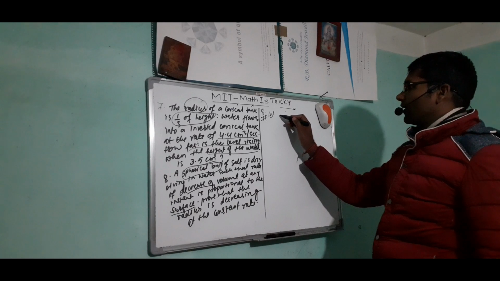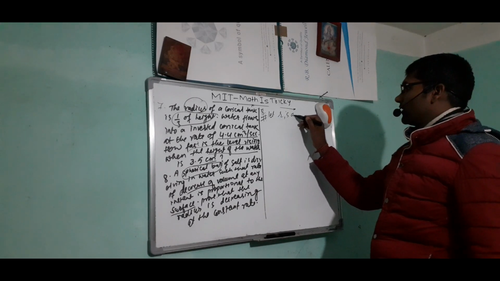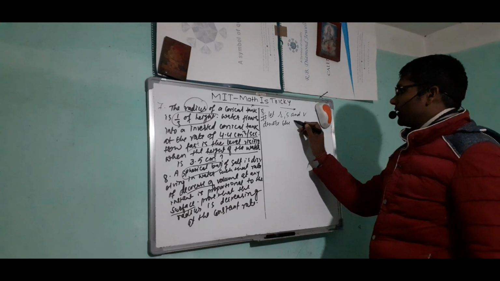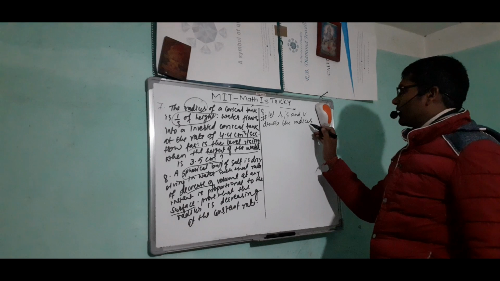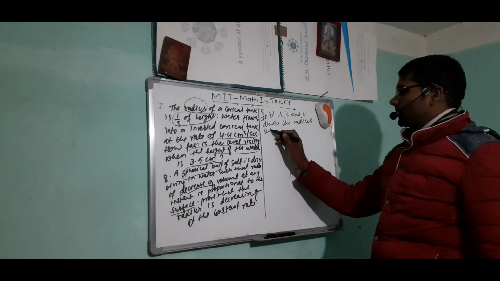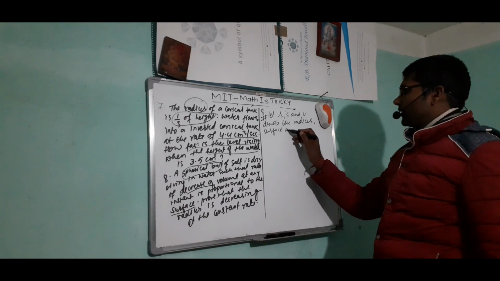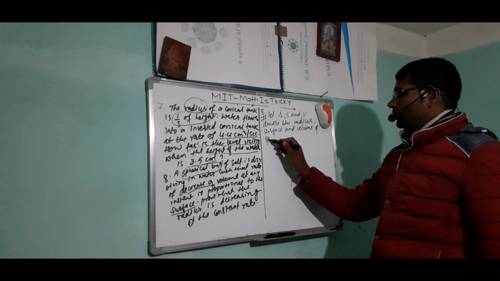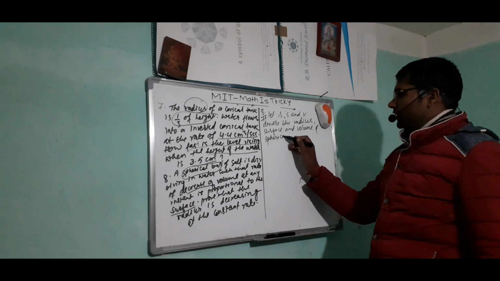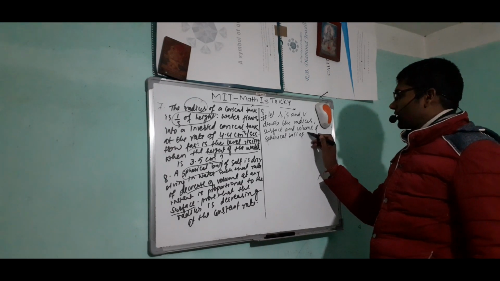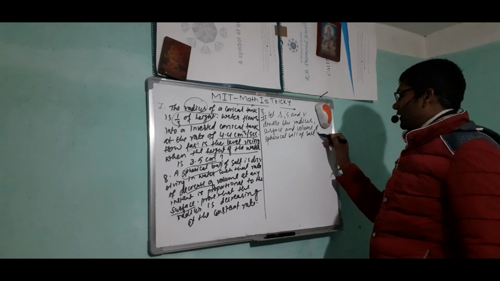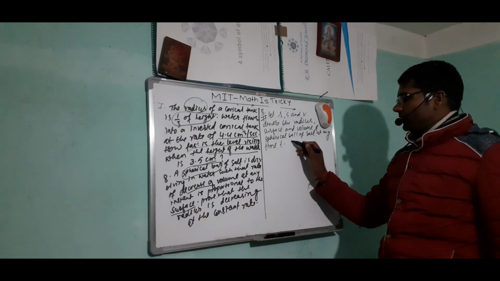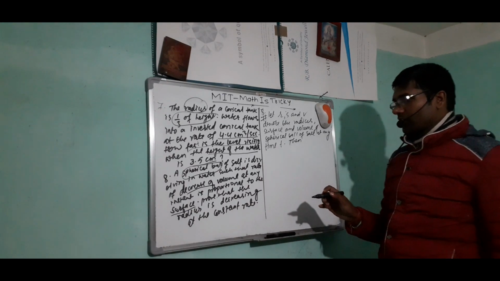So let r, s and v denote the radius, surface and volume of a spherical ball of salt at any time t. Then what we can write here?